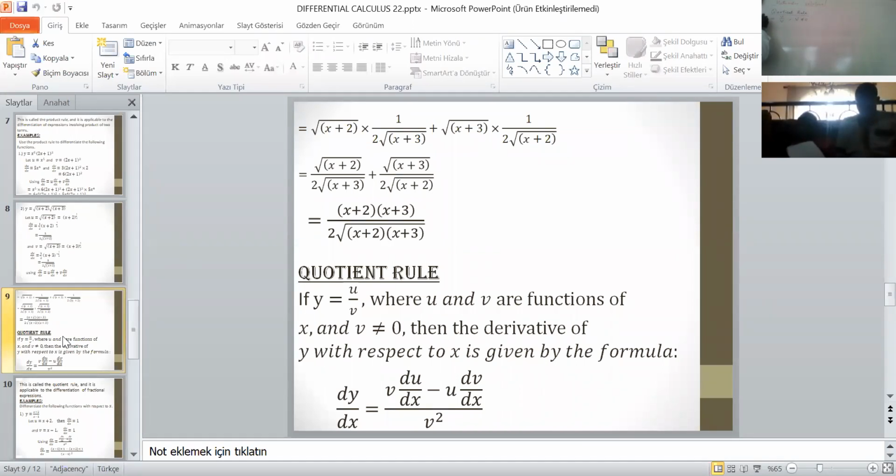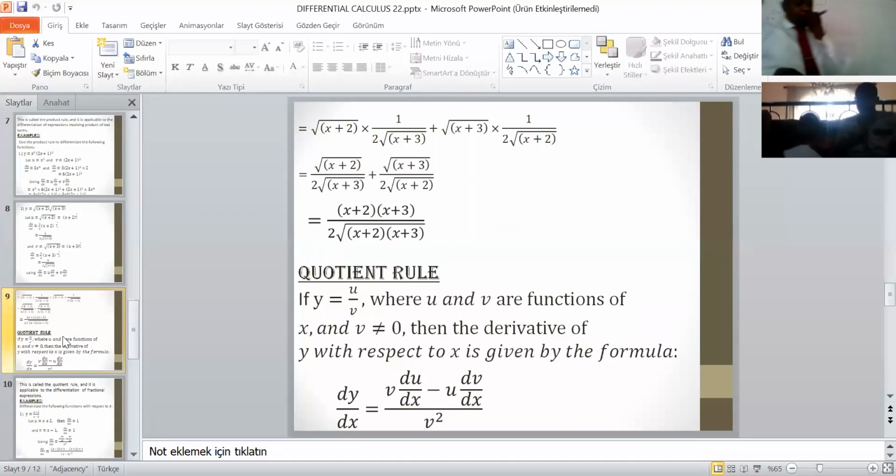It says if you have y equal to u over v, where v is not equal to 0, then dy/dx, the differential of y with respect to x, where this is u of x and v of x as well, is equal to v du/dx minus u dv/dx, all over v squared. And this is what we call the quotient rule. Quotient rule is applicable to fractional expressions. Whenever you are given a fractional expression to differentiate, then apply the quotient rule.